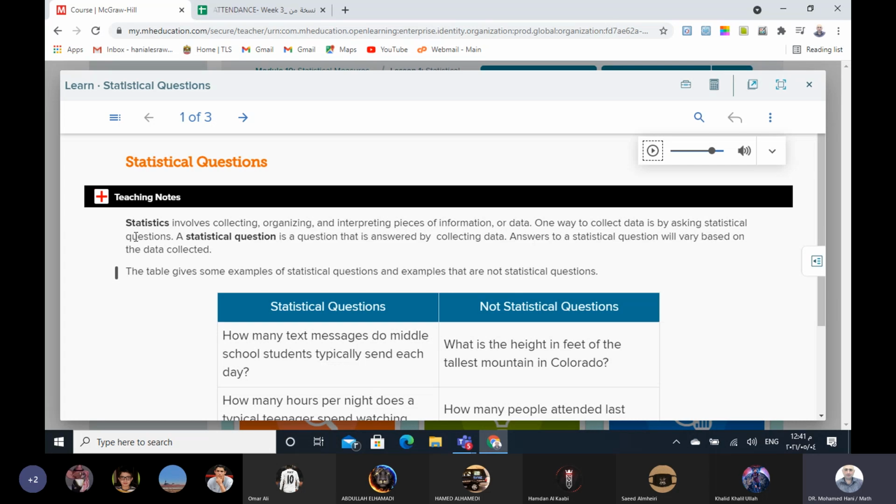So, what's the meaning of statistics? It involves collecting, organizing, and interpreting pieces of information or data. One way to collect data is by asking statistical questions. What's the meaning of a statistical question? It is a question that is answered by collecting data. Answers to statistical questions will vary based on the data collected.